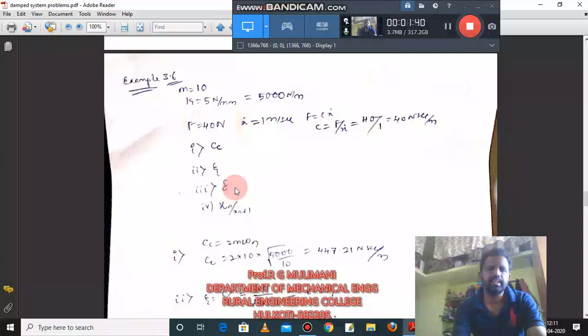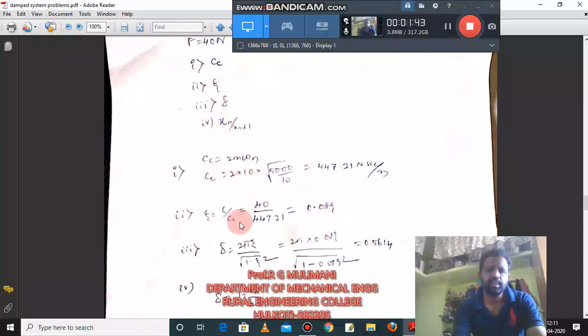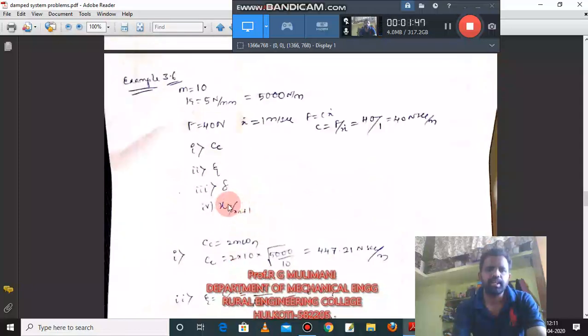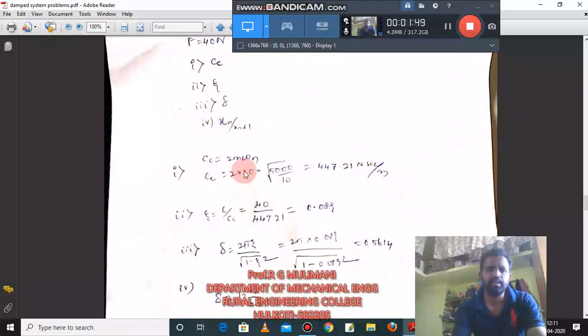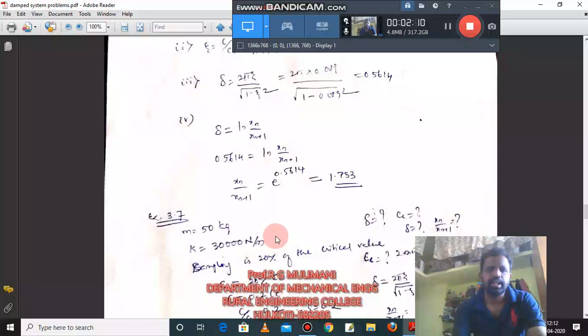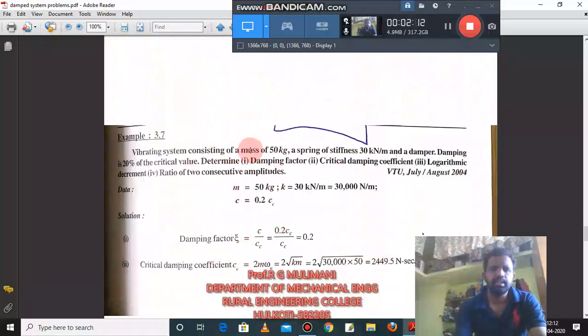Next delta. If you know the zeta value, then using this expression you can find the logarithmic decrement. Next, ratio of successive amplitudes. If you know the logarithmic decrement, delta is equal to ln of xn by xn plus 1. This xn by xn plus 1 is the ratio of amplitudes. This delta value is calculated in the previous step. So xn by xn plus 1 is equal to e raised to delta. You find what this ratio is. Okay. Next we will take one more problem.